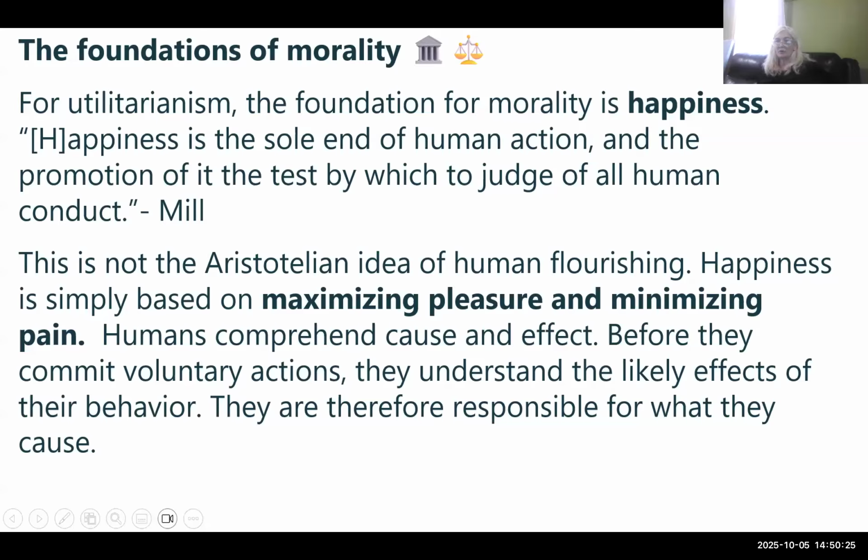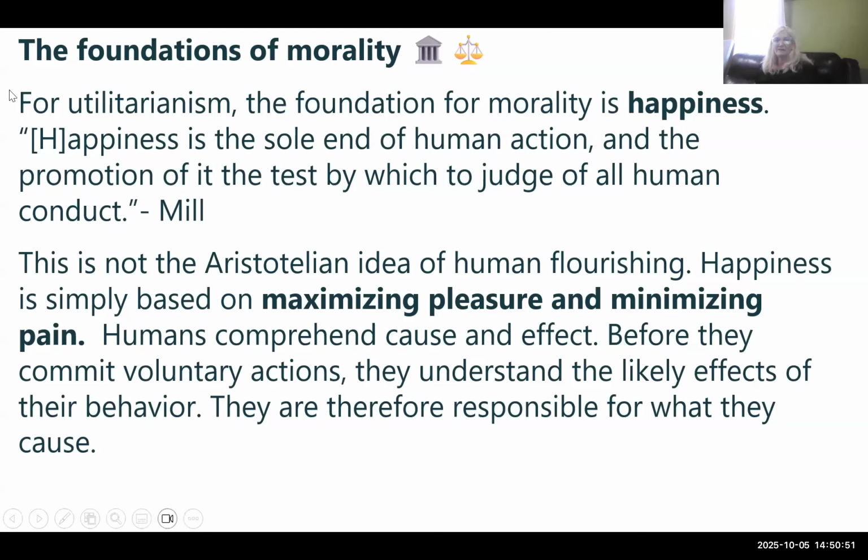The foundation for morality for utilitarianism is happiness, and happiness in a much purer, less complicated sense. Pleasure in the absence of pain is the idea. So not the idea of eudaimonia as an Aristotelian happiness. That's more like human flourishing. That's a much thicker concept.